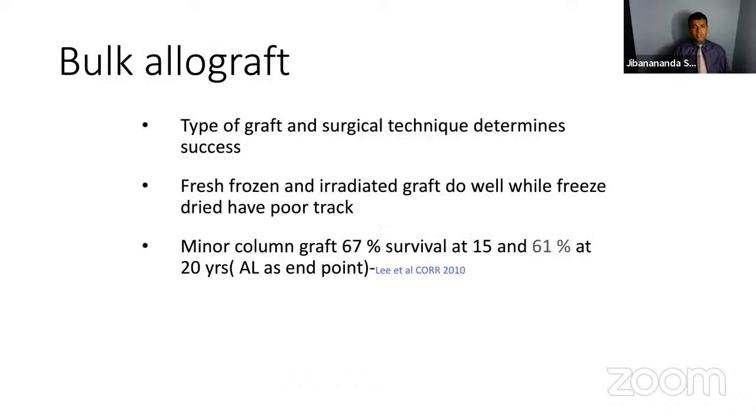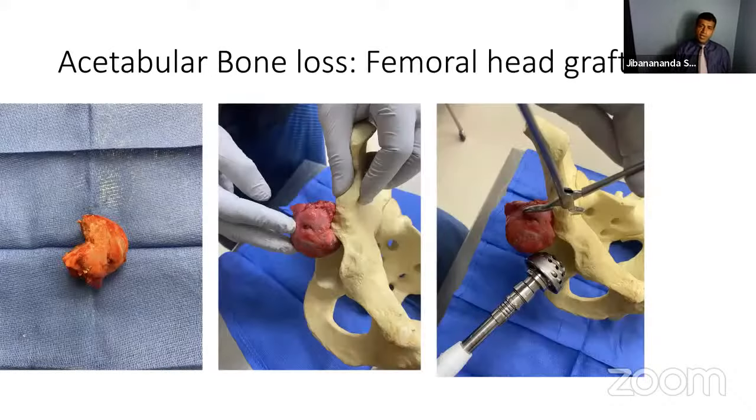Bulk allograft, certainly cheaper. Type of graft and surgical technique will determine the success. Fresh, frozen, and irradiated grafts do well, while freeze-dried have a very poor track record. Minor column graft, which means when you have less than 30% to be covered, has better survival, obviously. 67% survival at 15 years and 61% at 20 years is not terrible. And it's obviously quite cheap compared to augments. This is something I use pretty routinely.